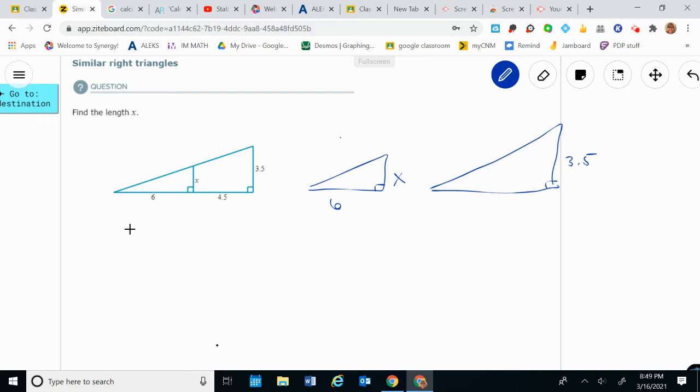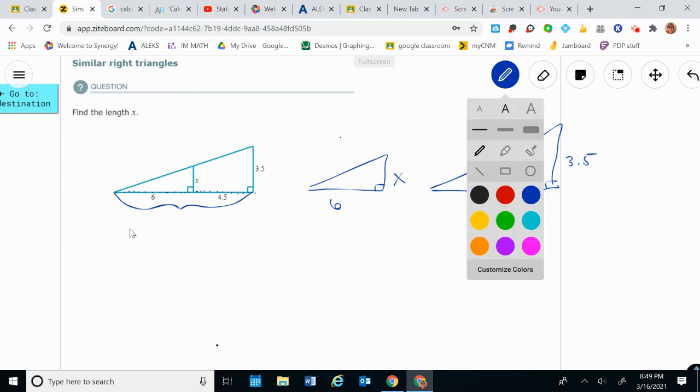And this is going to be what? We want the whole side. So we have to walk 6 here, and then we have to walk another 4.5 here. So the whole side is 10.5. Set up your proportion.